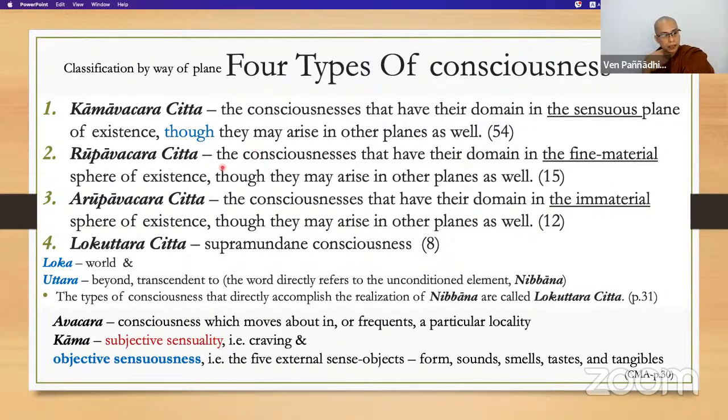So this is called the rupa vachara citta 15. And arupa vachara citta, same. They mostly occur in the immaterial plane of existence, arupa loka. That is why they are regarded as arupa vachara citta. Here we say "mostly arise". Why we say mostly arise means sometimes the kama vachara citta, for example, unwholesome consciousness, can arise in the rupa vachara realm and arupa vachara realm too.